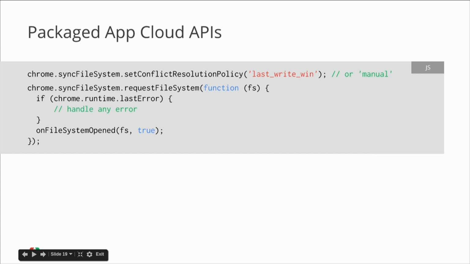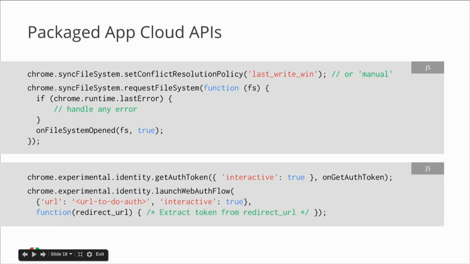So for example, with the synchronized file system, you can control what the conflict resolution policy is. You can say, hey, the last write is the one that wins, or it can be manual. You can simply manage conflicts yourself. And all you do is request the file system, which is the same kind of API that you would use in the open web. You get an HTML5 file system back, and off you go. You just simply write your files.